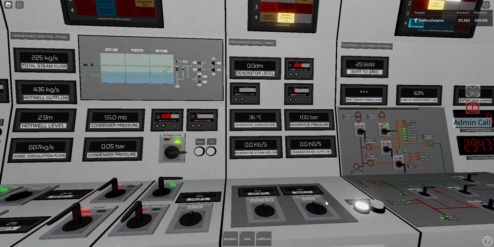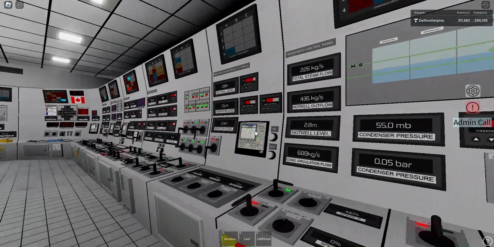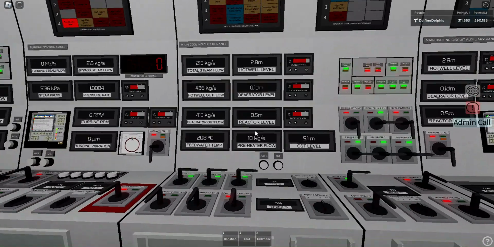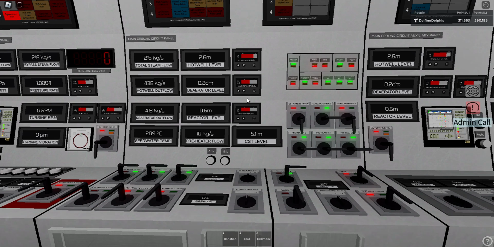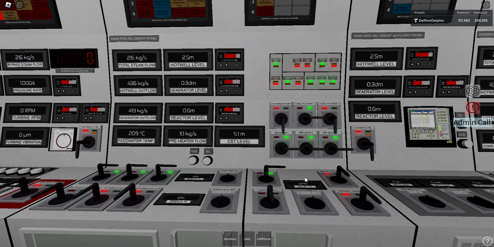Okay, I pressed the wrong button. Okay, so you see these levels are pretty fine. We have a little too much water in the system, but let me now balance the flows more or less.